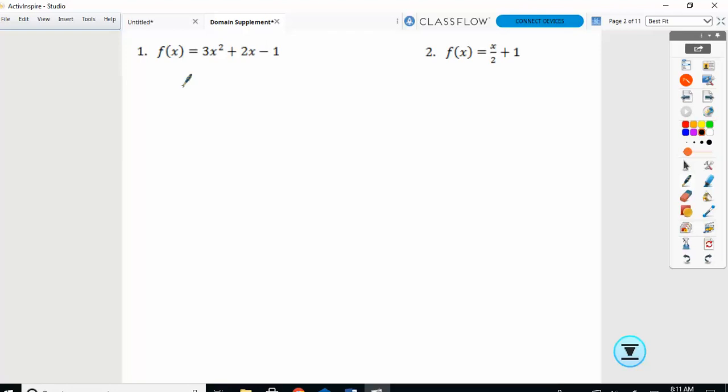3x squared plus 2x minus 1. My directions on these are find the domain. So we're not solving anything, we're just finding the domain. Does this have a fraction? No. Does it have an even radical? No. So what is my domain? How do I write that? Negative infinity. I use capital D to stand for domain. So if it doesn't break any of the rules, it's just an automatic negative infinity to positive infinity.